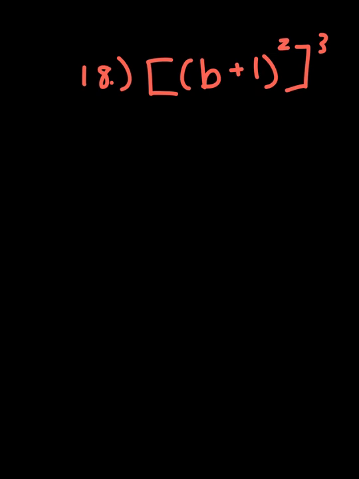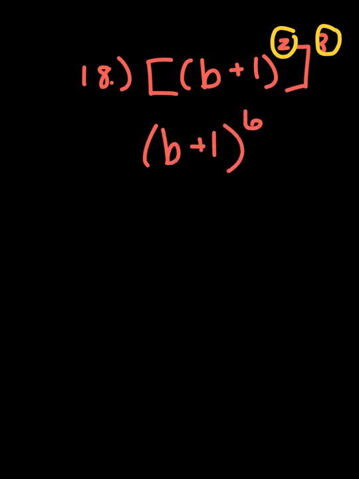Okay, so the first problem I want to go over is number 18, which is (b + 1)² all raised to the third power. So I'm going to start by doing the power raised to the other power. When I have two powers being raised to one another, I know I need to multiply. So I'm left with (b + 1) raised to 2 times 3, which is the 6th power.